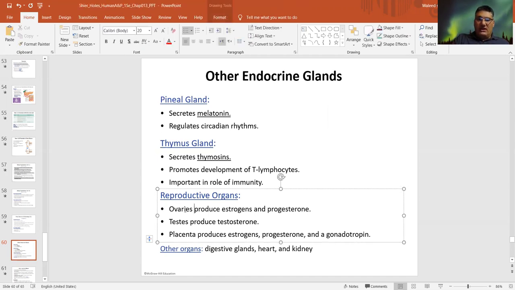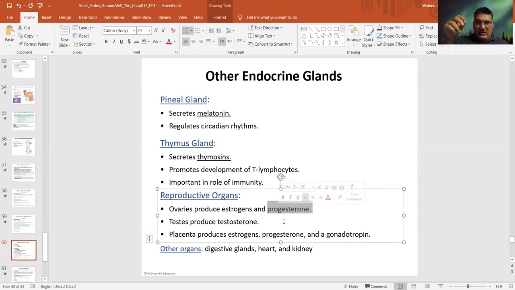Reproductive organs, the ovaries, secrete what? Estrogen and progestin. Testes secrete testosterone only. So testes secrete one secretion only, testosterone. The equivalent to that in females coming from the ovaries is estrogen. How about progestin? So females secrete 2, the ovaries secrete 2, males secrete only 1.